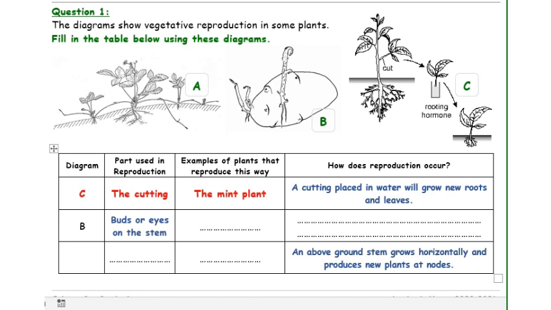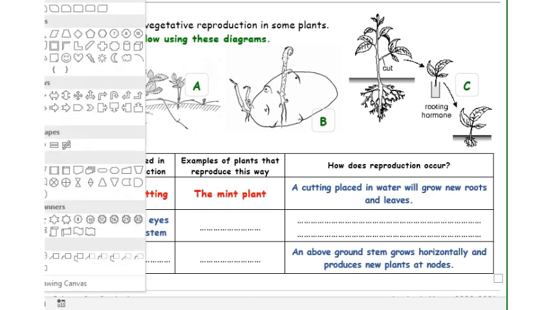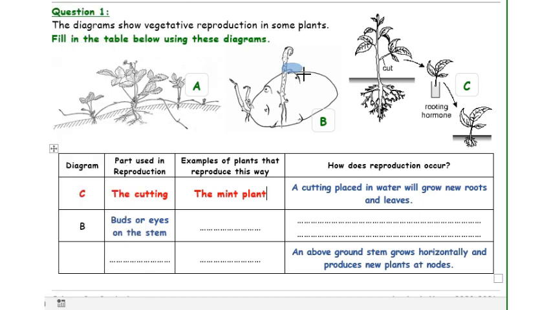What about diagram B? The part used in the reproduction of the plant shown in diagram B is the stem. So the buds or the eyes on the stem, I will circle them for you. I will circle the eyes. When these eyes are cut and when we put them in the soil, they will grow into new plants.